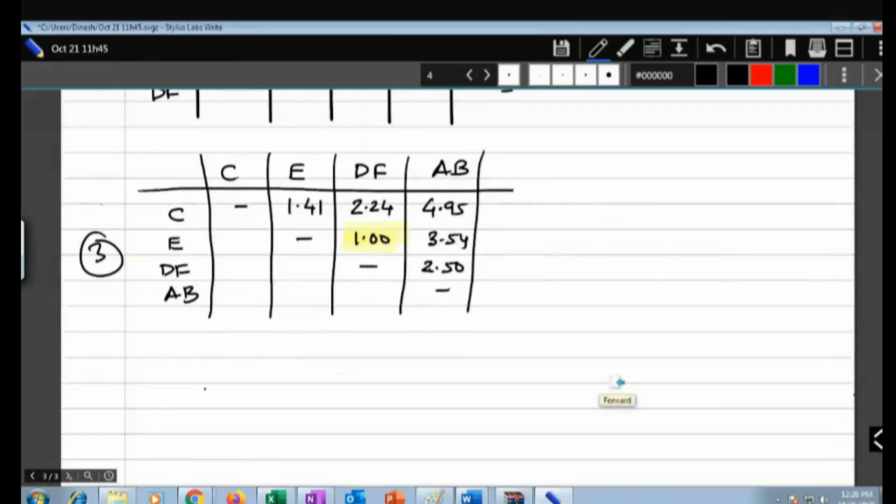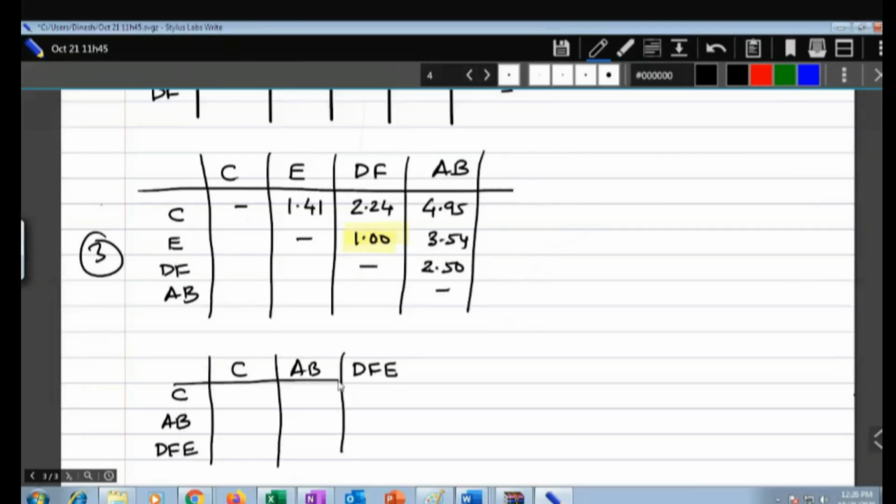Then what will this distance matrix look like? It will be C, AB, and DFE. Okay, C, AB and DFE. Let me draw this matrix.